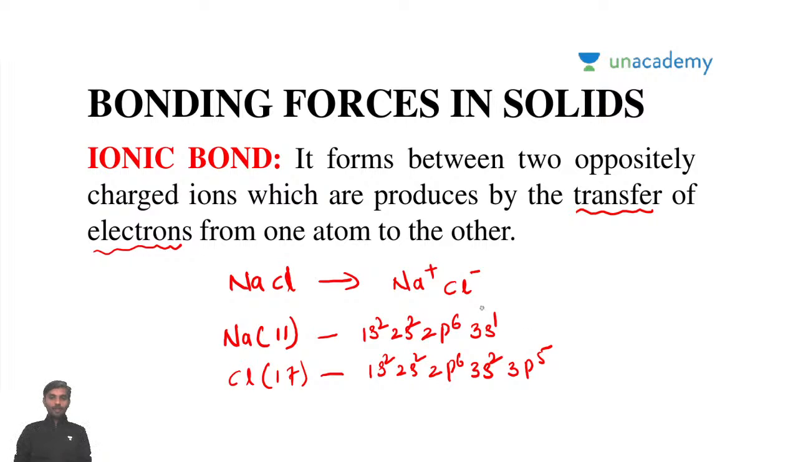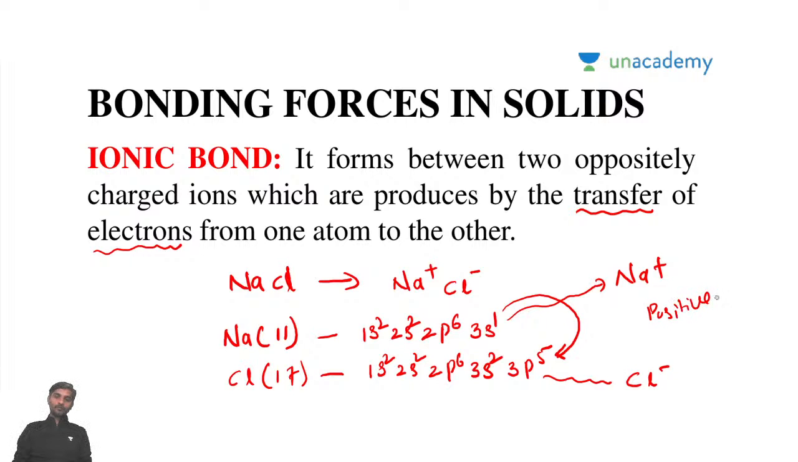By giving this one electron, Na becomes Na plus, and by accepting one electron, Cl becomes Cl minus. These two are ions. Na plus is a positive ion, and Cl minus is a negative ion. One is a positive ion, the other is a negative ion.